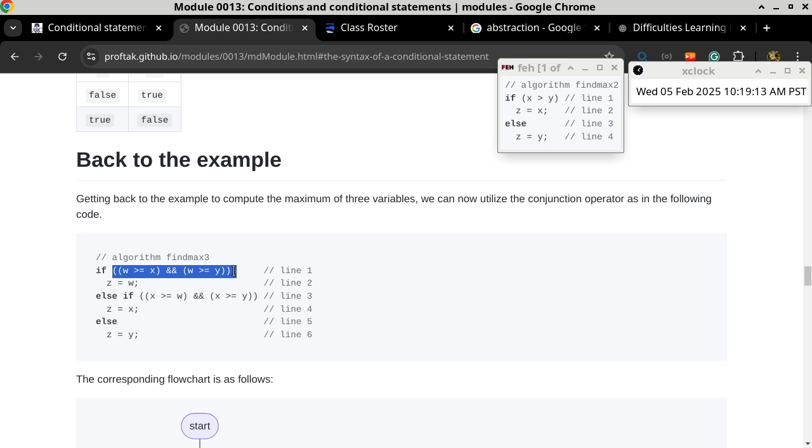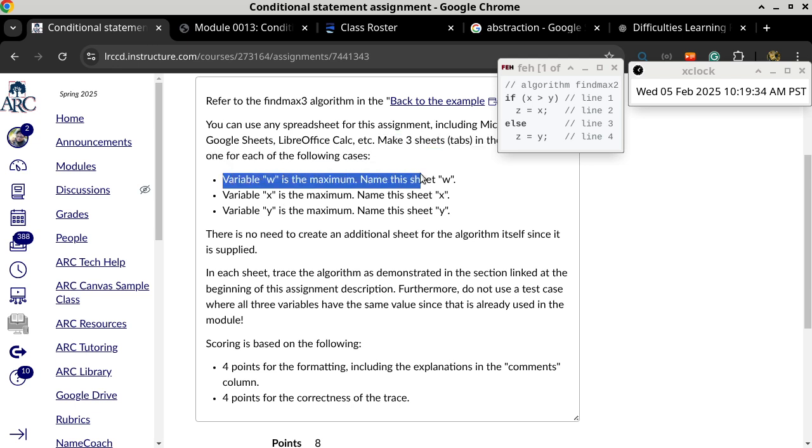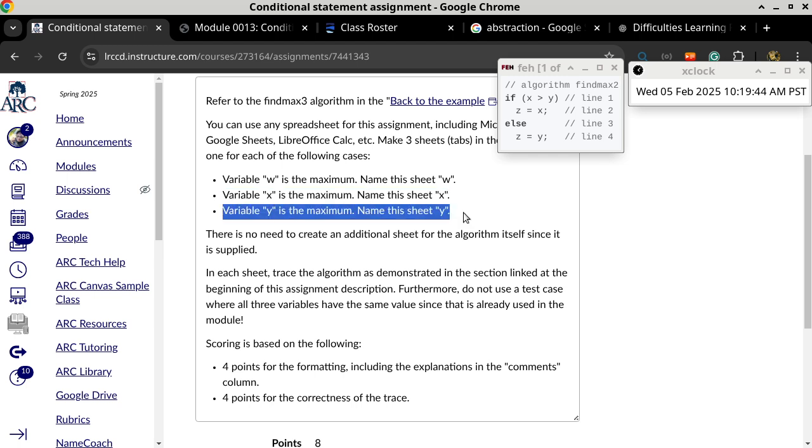So in your homework assignment, you need to give me three different scenarios. In other words, each one starts with a different assumption of what values are in w, x, and y, but then each one will basically end up using one of the branches. So one trace is going to use w as the maximum. One trace is going to have x as the maximum, and then the last one is going to have y being the maximum of the three, and then you have to give me three different traces, one for each of these scenarios.